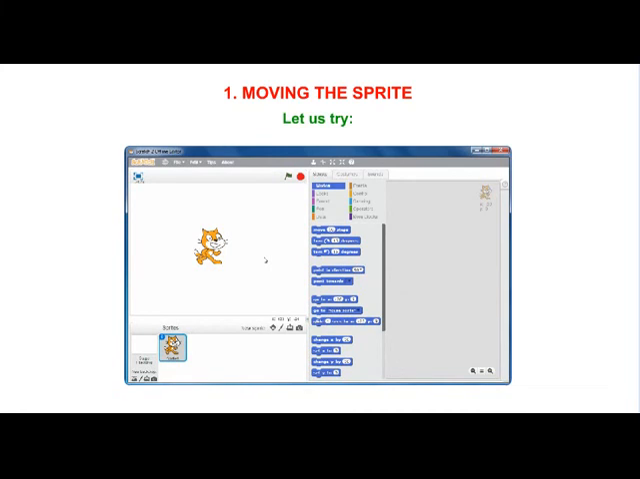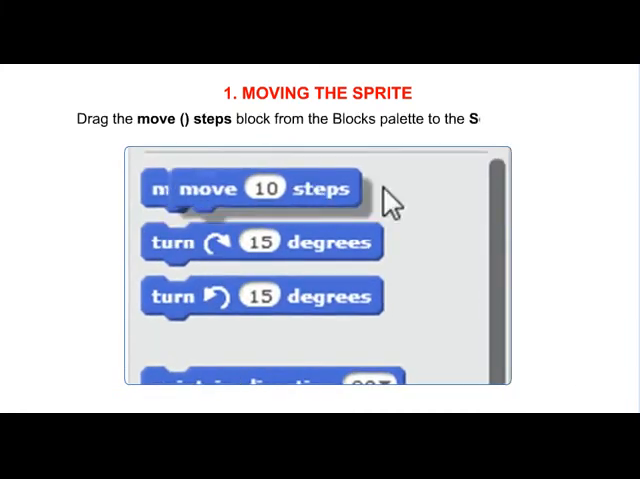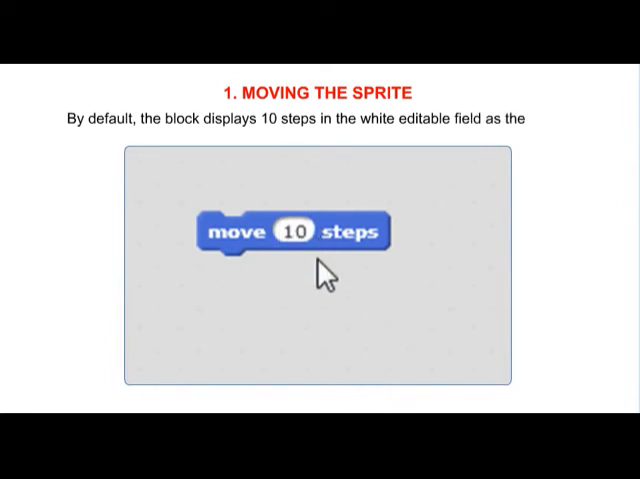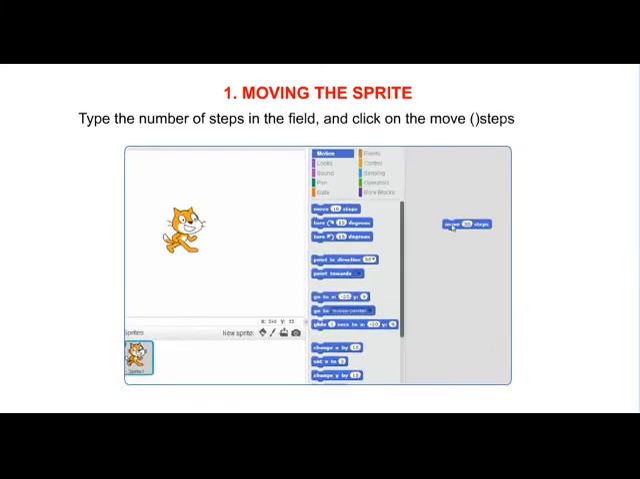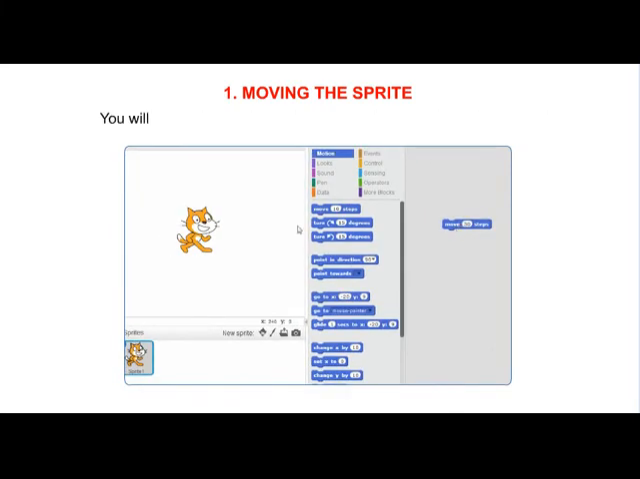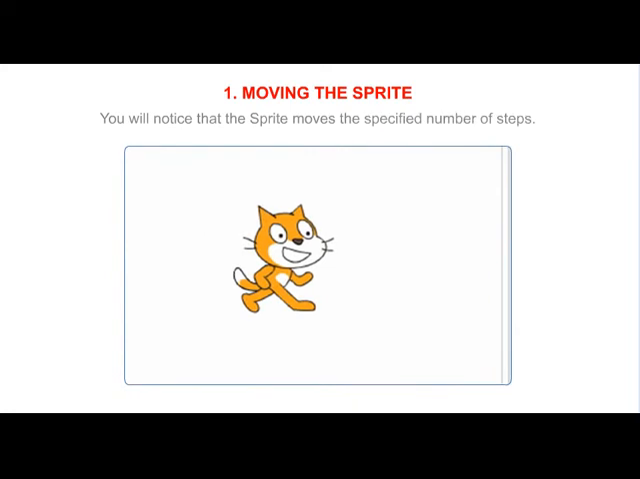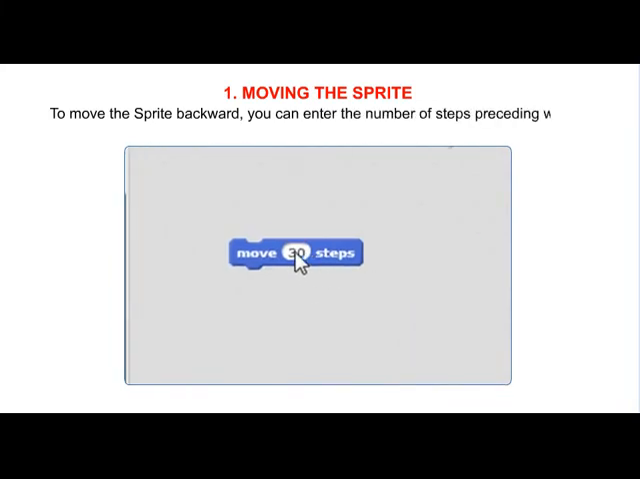Let us try. Drag the Move Steps block from the Blocks palette to the Scripts area. By default, the block displays 10 steps in the wide editable field as the value. Type the number of steps in the field and click on the Move Steps block. You will notice that the sprite moves the specified number of steps. To move the sprite backward, you can enter the number of steps preceded with a minus sign.